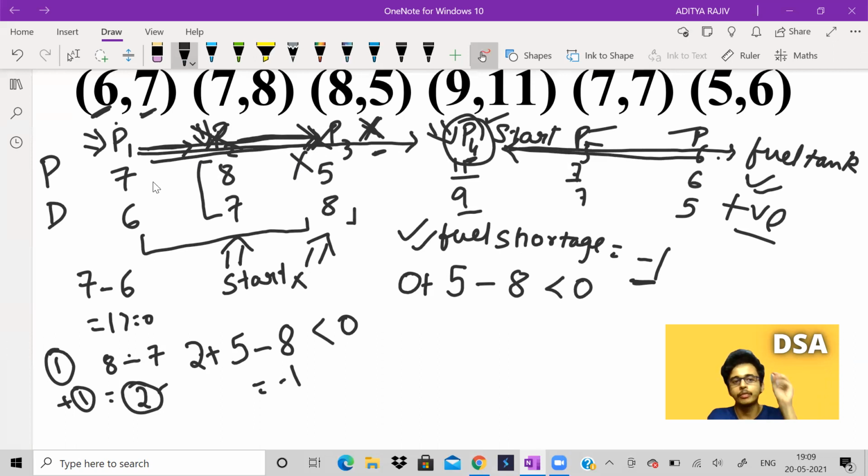If fuel tank plus fuel shortage is greater, see this value and this value. That means from first petrol pump to third petrol pump, how much ever shortage was there, plus if you add that shortage with the amount of fuel in the fuel tank from fourth to sixth petrol pump, if those two values addition is greater than or equal to 0, this petrol pump can be a starting point. Otherwise, there is no starting point.